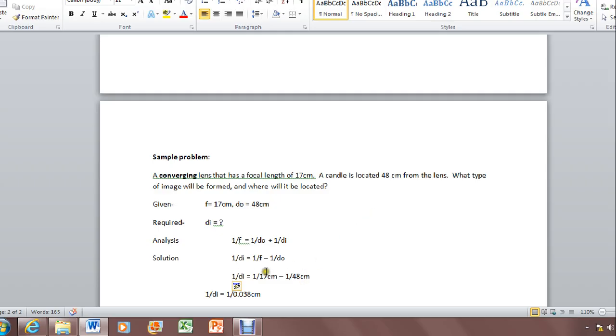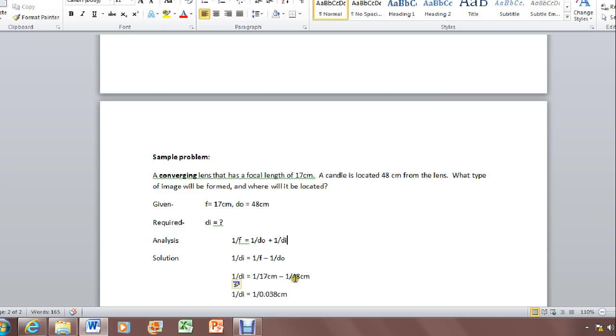We're just going to start filling everything in. So 1 over 17 centimeters of the focal length, subtract 1 over 48 centimeters. Okay, so don't worry about it being a fraction. Just plug it into your calculator and subtract one from the other. So what you're going to get is 1 over DI = 0.038 per centimeter. So we want to actually know where the image is.